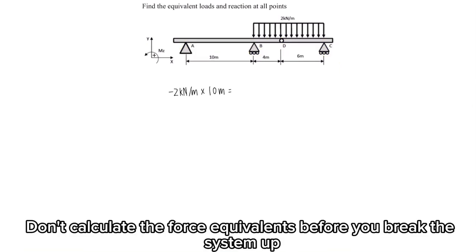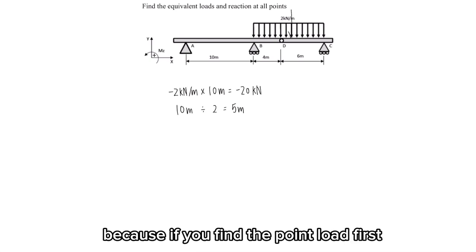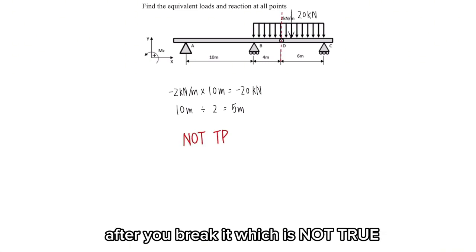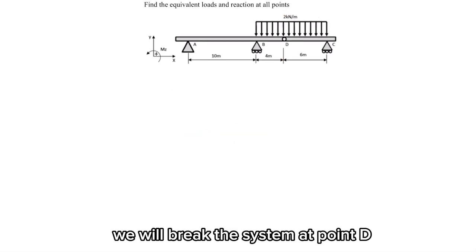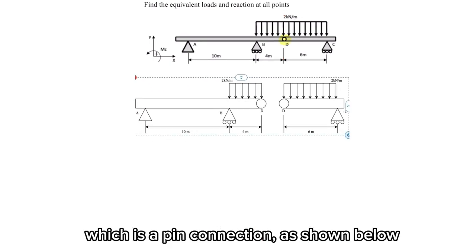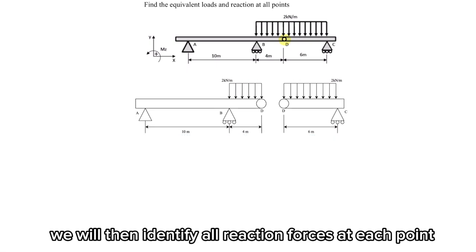Remember, don't calculate the force equivalence before you break the system up, because if you find the point load first, the point load will only appear on one side of the system after you break it, which is not true. We will break the system at point D, which is a pin connection as shown below. We will then identify all the reaction forces at each point.